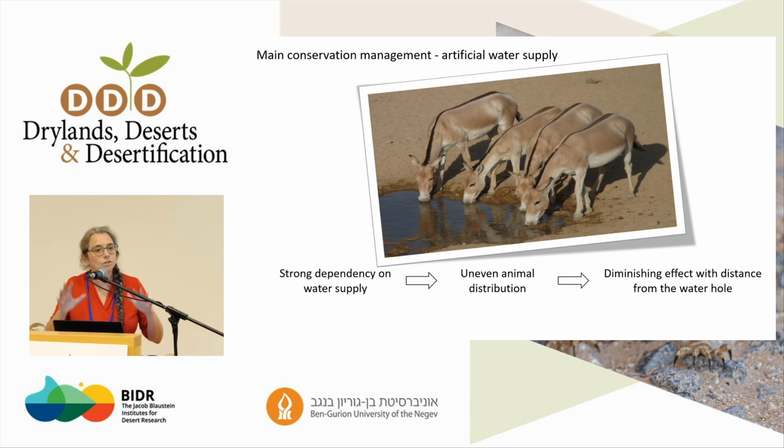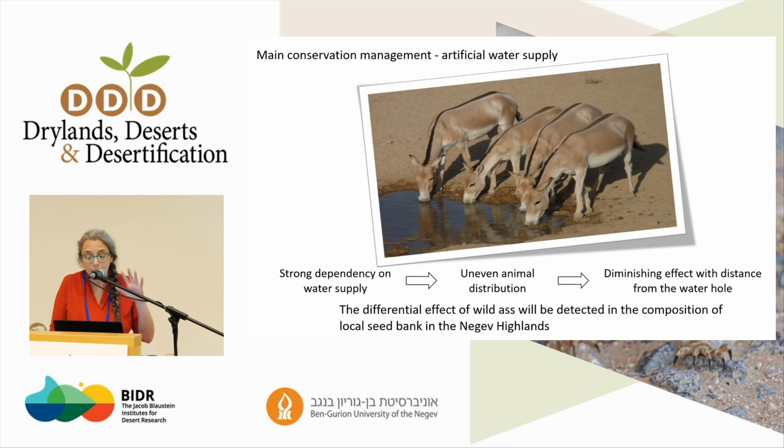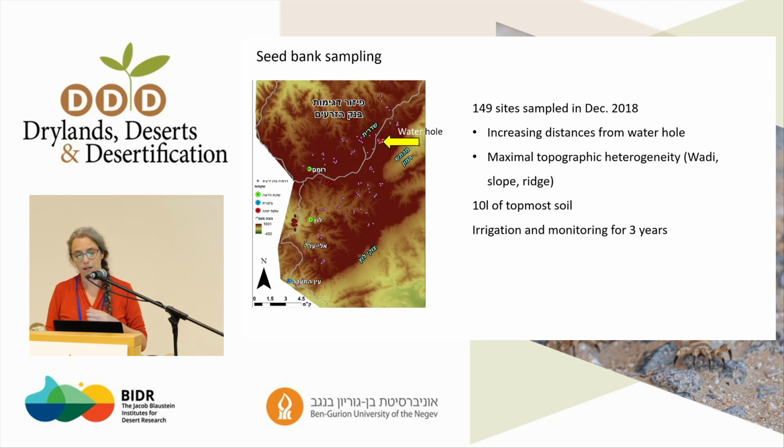And therefore, we can also have the hypothesis that there will be a change in the effect of those herbivores on the landscape in which they are active. And from that, we can derive the hypothesis that there will be a differential effect of the wild ass in the area in relation to how far away we are from this historic water hole. So this is what we wanted to check. And as I said, I want to start by looking at the long-term effect, and this is why we were focusing on the seed bank sampling.